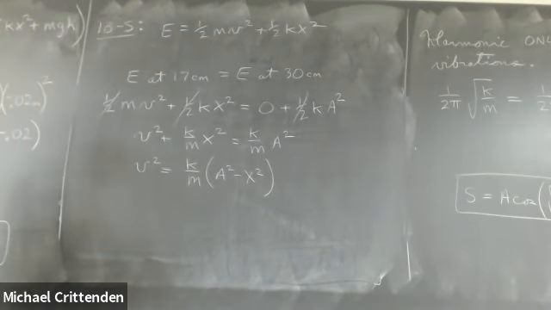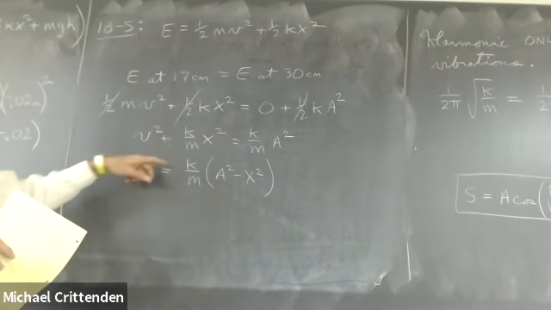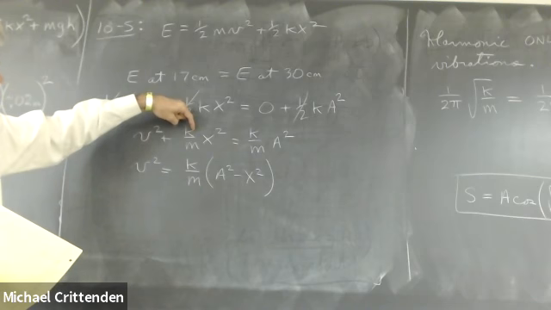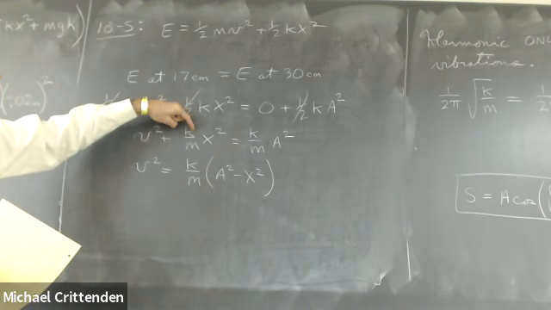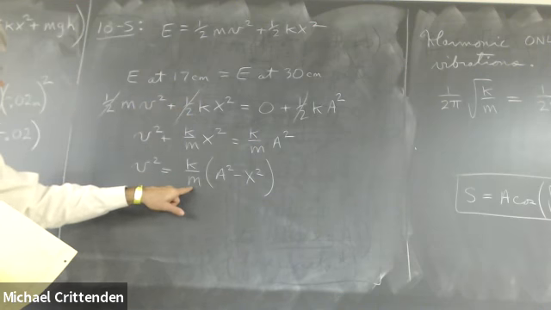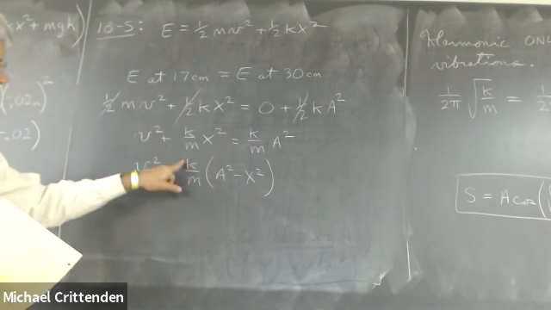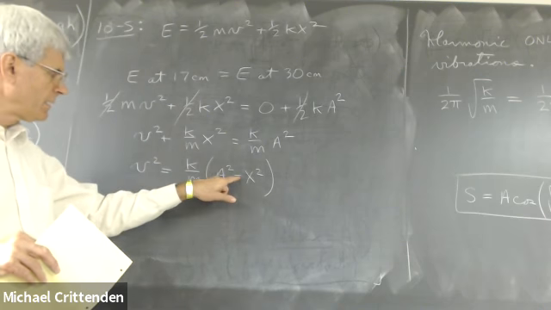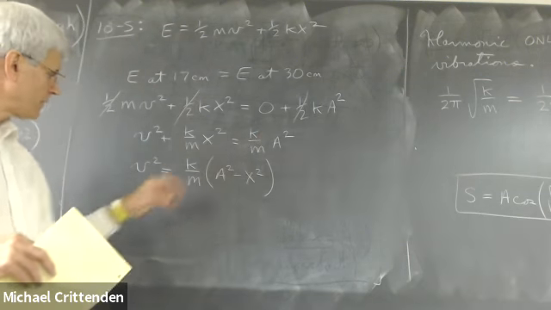I kind of did two things at once there to speed things up and save a little time and a little space on the page. I subtracted this term from both sides, and then I used the distributive property to factor out the k over m. So k over m times a squared minus k over m times x squared.